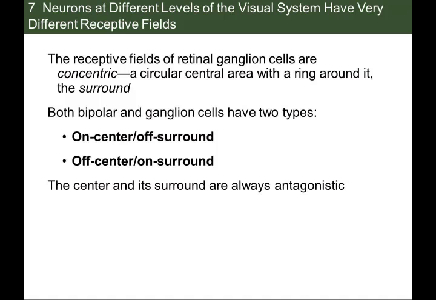So the more glutamate the ganglion cell is receiving, the more action potentials it's going to fire. And the maximal action potential it's going to fire is going to happen when? For the off-center cell, when the entire surround is illuminated. For the on-center cell, that will happen when the entire center is illuminated.